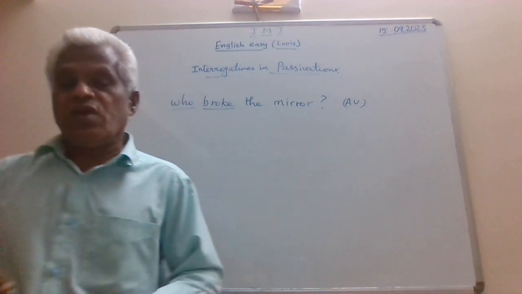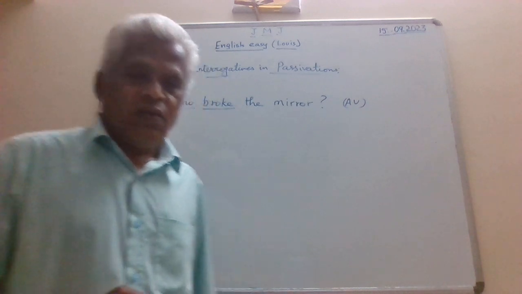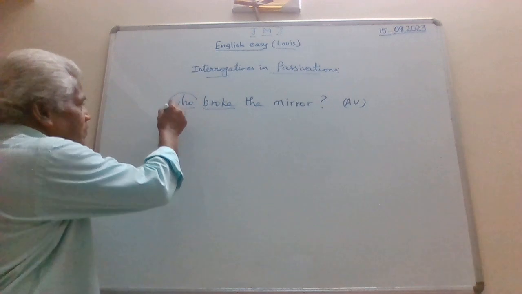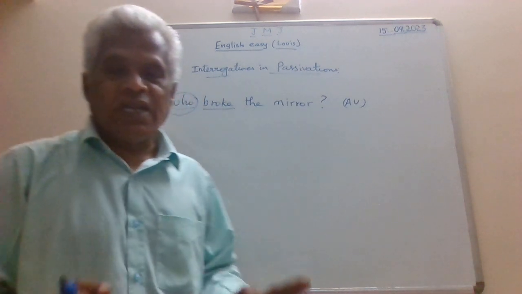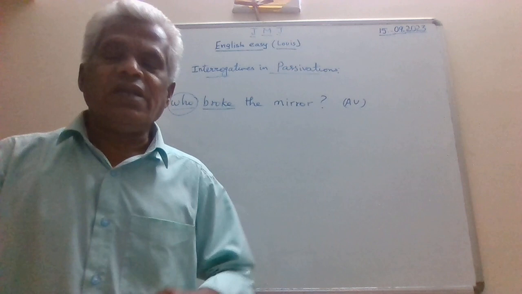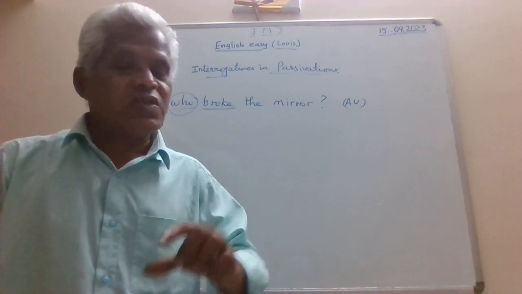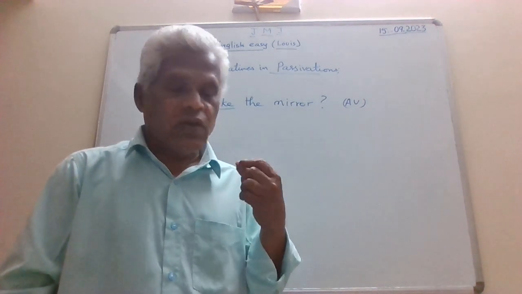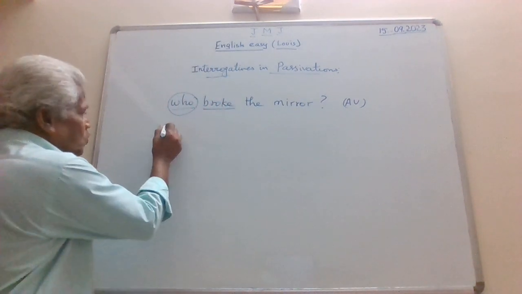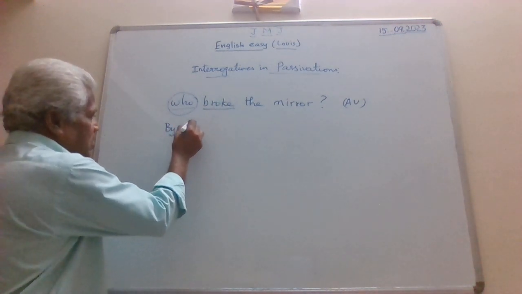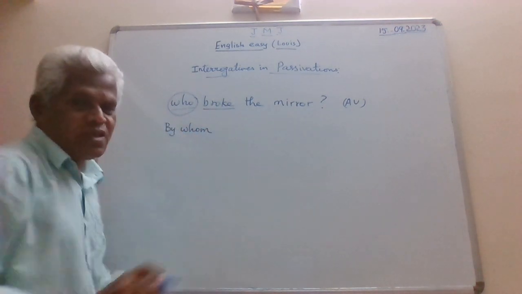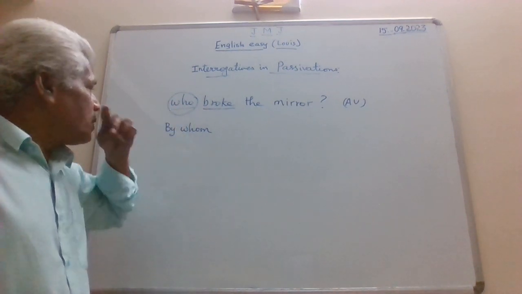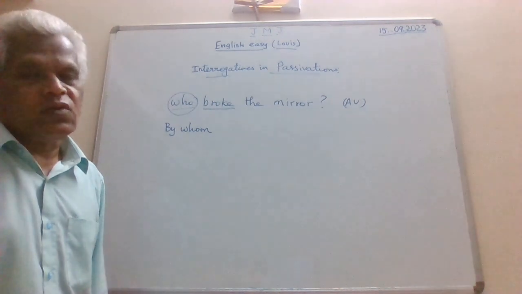Let's change this into passivation. Now remember, whenever you have a sentence beginning with who, immediately you need to remember, if you are asked to write the passivation of this sentence, the passivation of who is by whom. The passive form of the question word is by whom?